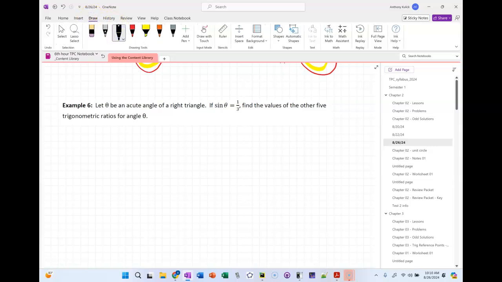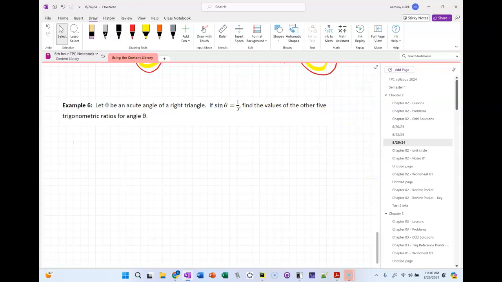Who says, Mr. Kulik, this sounds really different than the previous problem? Guess what? It's the same as the previous problem. It just didn't give you the picture. So it's really the same problem as the previous. We just didn't get a picture to go with it. So let's start by drawing our picture.